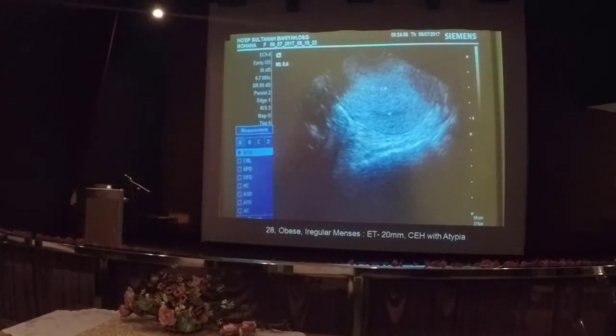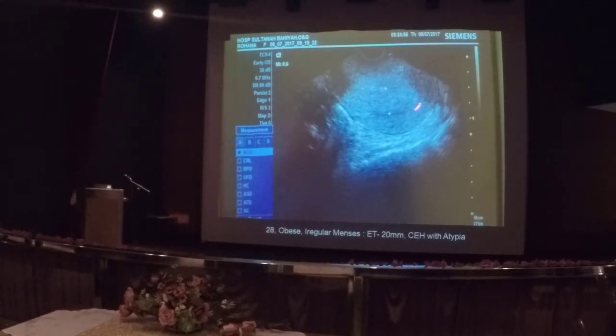So this is another example. That's why the history is important. 28-year-old, obese, medical staff, with irregular menses. When you look at her endometrial thickness here, even though she is a very young patient, it is about 20 millimeter. Normal? Not normal, right? But she is young, 28.